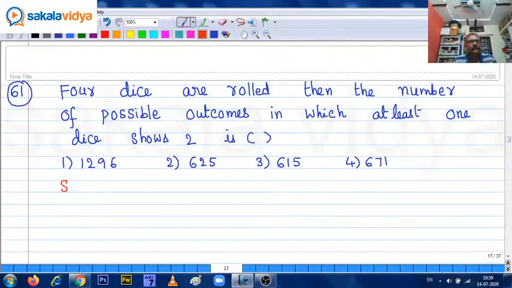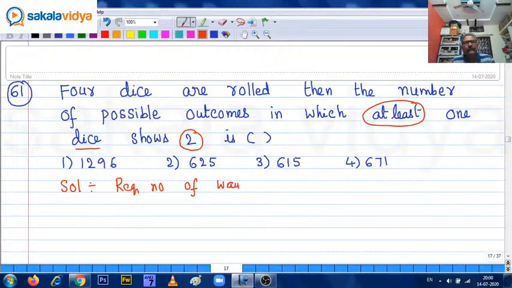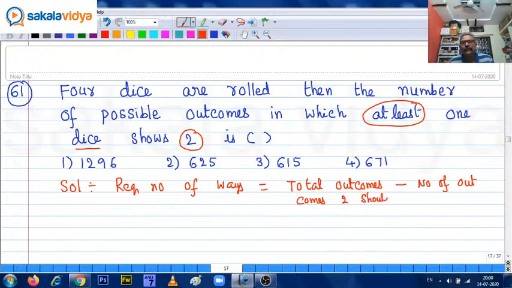So that means solution. At least one dice shows 2. Required number of ways is equal to total outcomes when 4 dice are rolled minus the number of outcomes where 2 should not come. Okay, 2 should not appear.